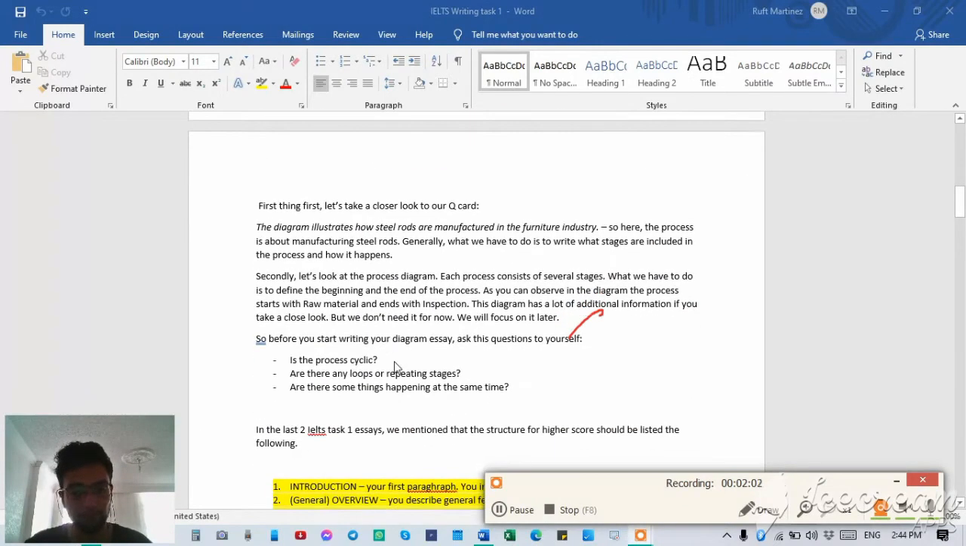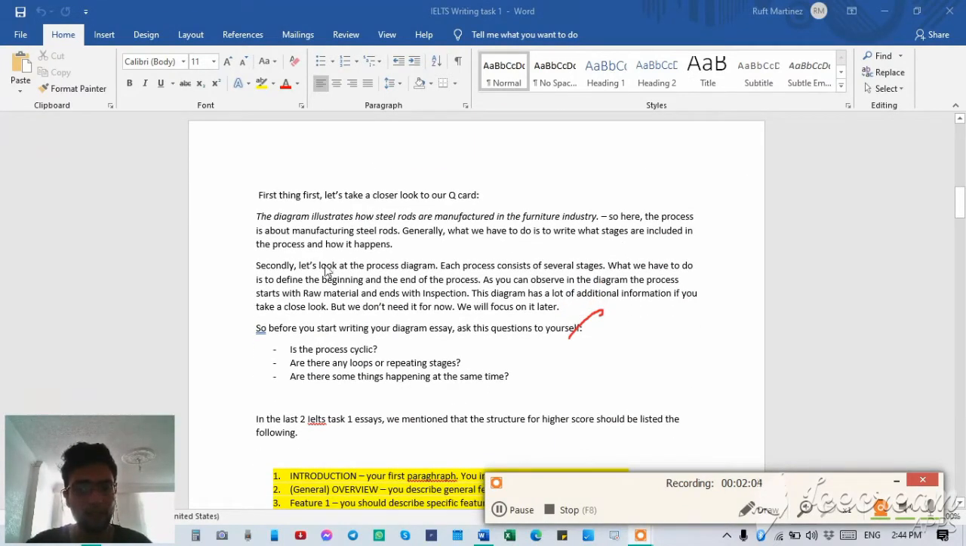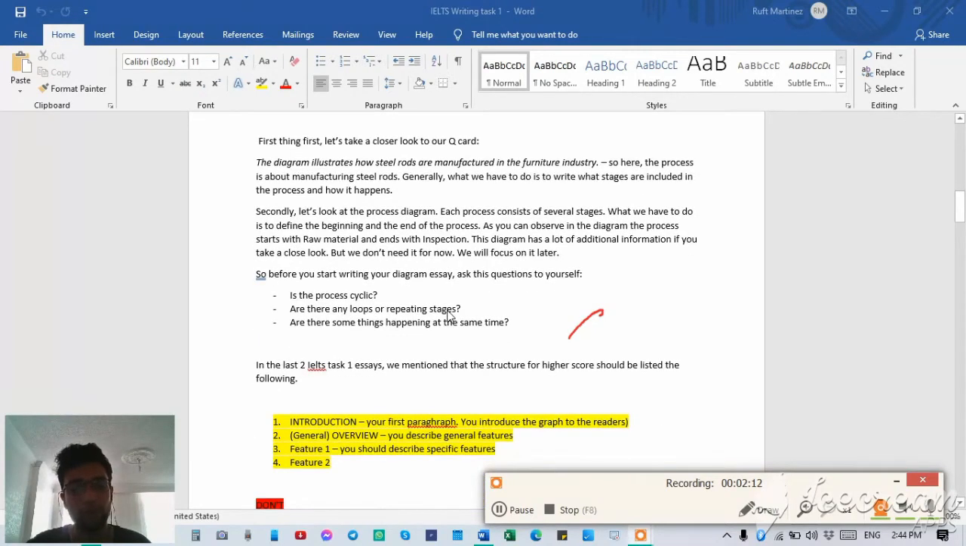So yeah, I wrote that here as well. This diagram has a lot of additional information that you can take a close look at. For now, we'll focus on it later.